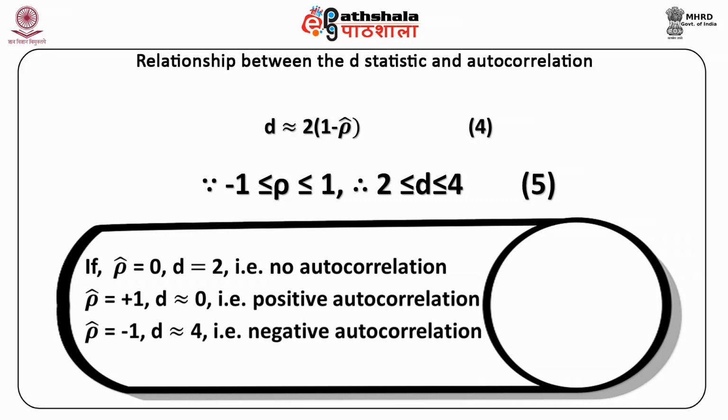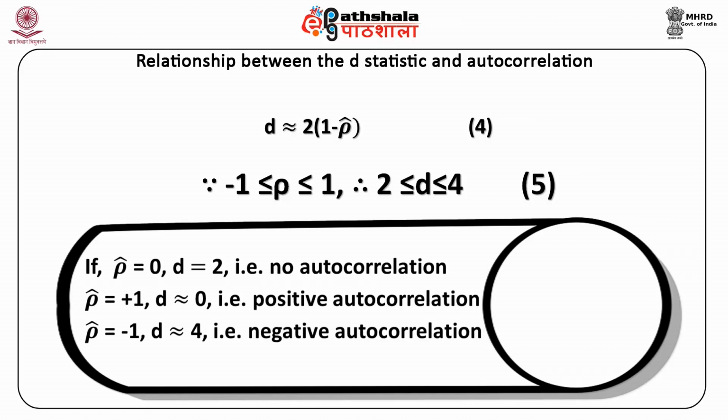However, it is important to note that the sampling distribution of D under the null hypothesis of no autocorrelation depends upon the values of the explanatory variables. So the critical values of D will also depend on the values of the explanatory variables. In order to overcome this problem, Durbin and Watson developed the lower and upper bounds of D, and they named these as DL and DU.